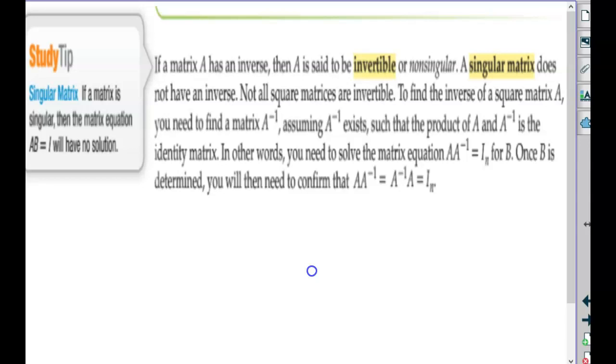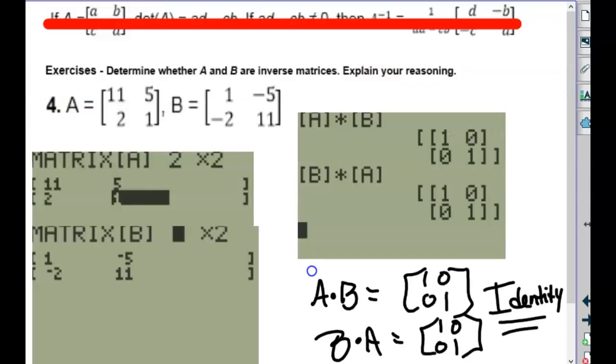It does say if a matrix has an inverse, then it is said to be invertible. A singular matrix does not have an inverse, so you will sometimes get a message that the inverse does not exist, or it will say singular matrix. Remember the whole idea that a system cannot be solved part of the time?